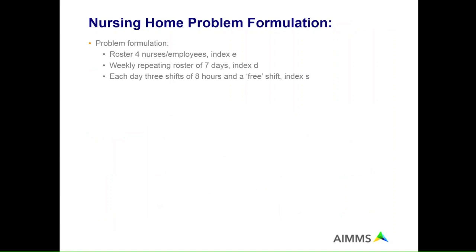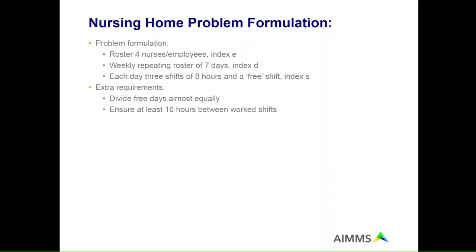Let's consider rostering 4 nurses or employees on a weekly repeating roster of 7 days, and each day has 3 shifts of 8 hours, and of course a free shift. And we have some extra requirements. We want to distribute the 3 days equally, or almost equally, because 7 days cannot be divided exactly by 4.